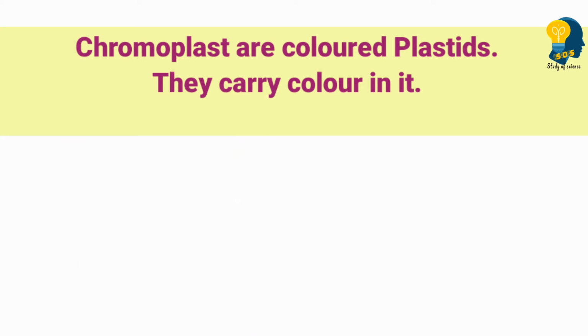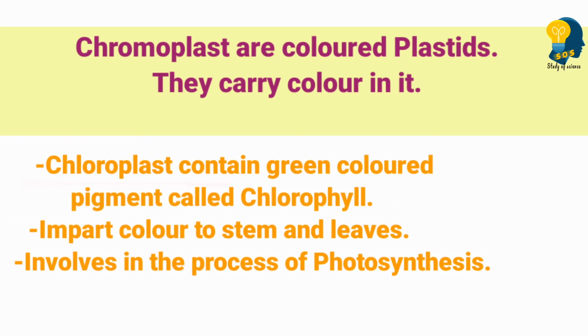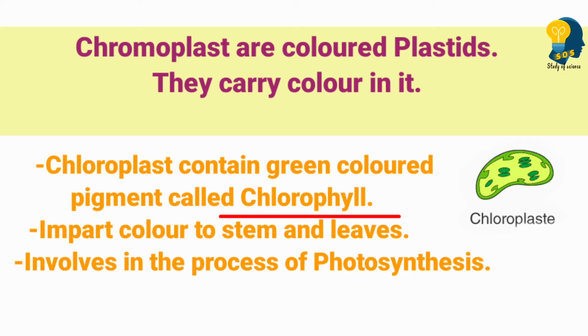The first type of the colored pigment is called the chloroplast. We have often heard about this word, chloroplast. What are these chloroplasts? Chloroplasts contain the green colored pigment, which is called chlorophyll. Don't confuse: chloroplast contains the green colored pigment, which is called chlorophyll.